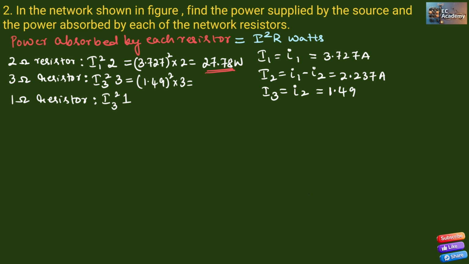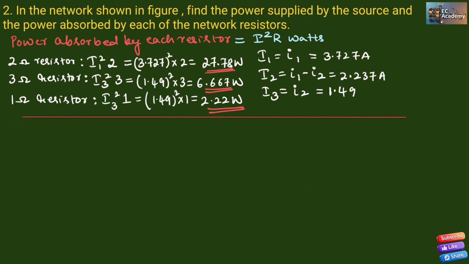The power absorbed by the 3 ohm resistance will be 1.49 whole squared into 3. So that will be equal to 6.667 watt. And the power absorbed by the 1 ohm resistor will be equal to 1.49 squared into 1. So that will be equal to 2.22 watt. So this is the solution for the problem.